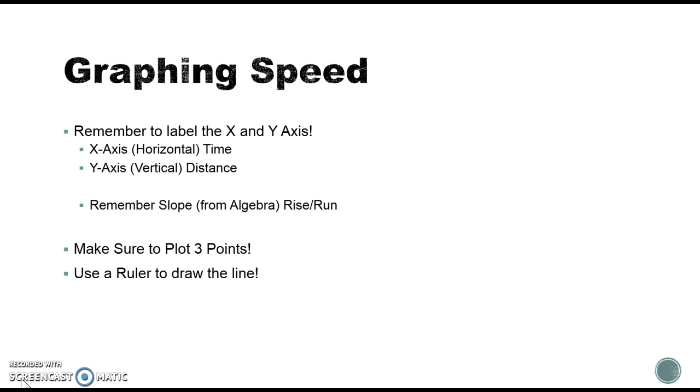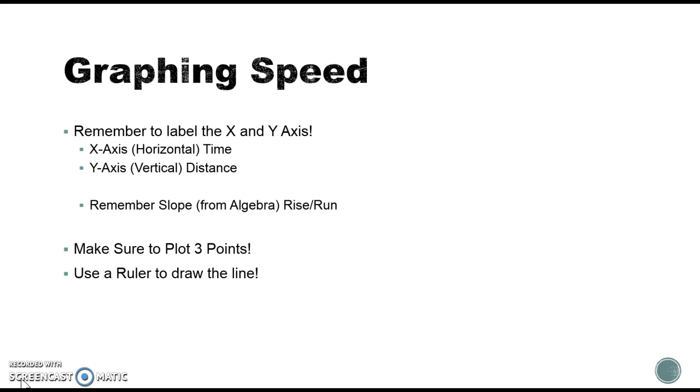So for example, if you have something that is 10 meters per second, I would recommend going on your y-axis and doing measurements of 10. So 10, 20, 30, 40, 50, 60, 70, 80, all the way up. Or you could count by 5. That would work as well.